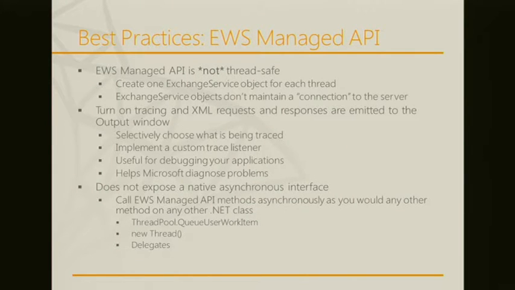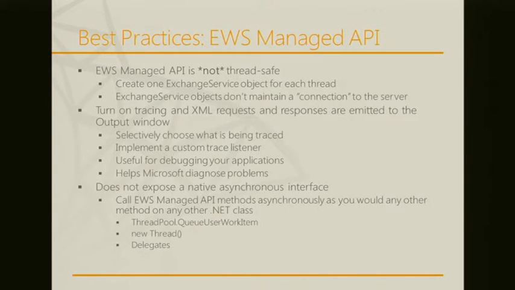So there are certain best practices we recommend when you are using the managed API. It's not thread safe. So any objects, for example the Exchange service object which you use to establish the connection with the server, you need to make sure that you create per thread. Don't share it across different threads. Another thing to keep in mind is that it doesn't maintain the connection to the server. It's not connection-oriented, it's a stateless protocol. Those are a couple of things to keep in mind.